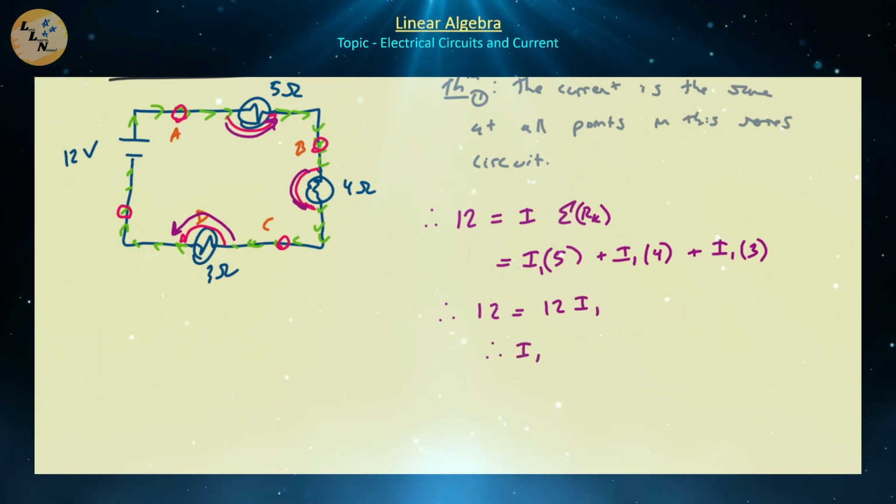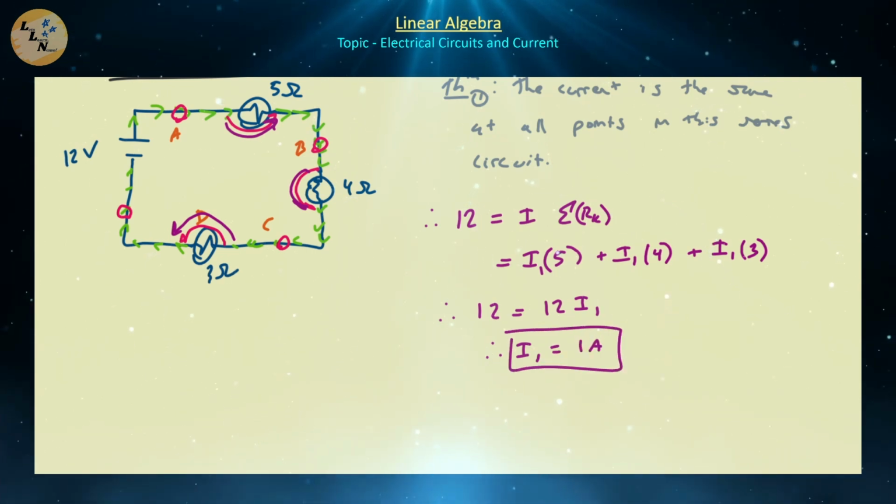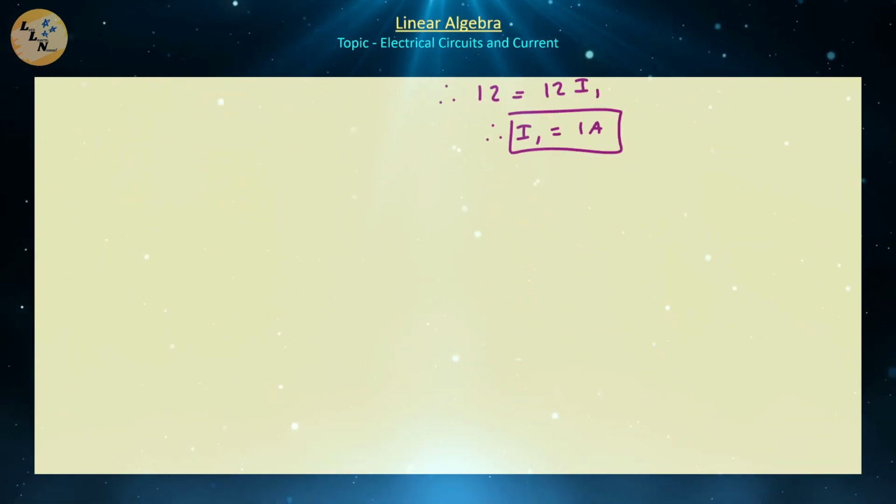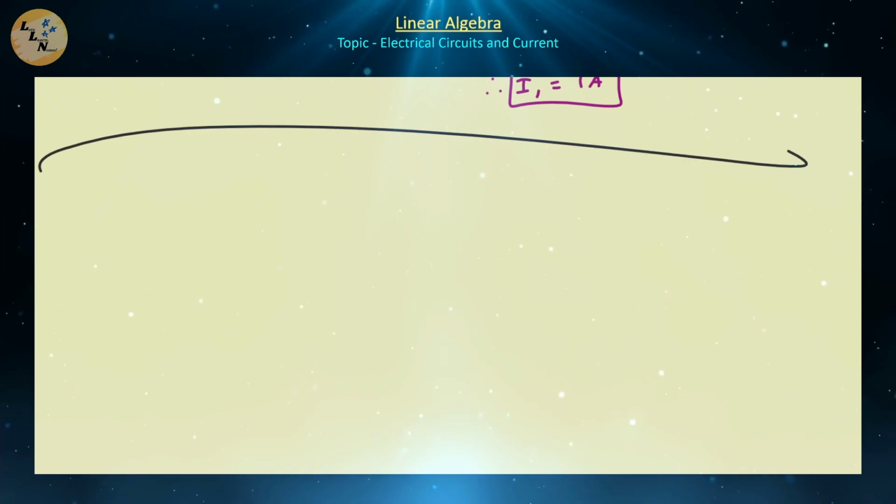So that means I1, i.e. the current at any point in this series circuit, is going to be equal to 1 amp, because we have volts and ohms as our units, so the unit on current will be amps. All right, so that's the first type of structure that people commonly see when it comes to electrical circuits.